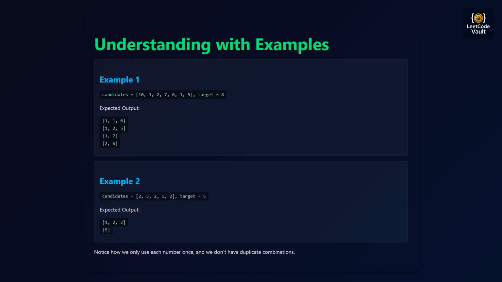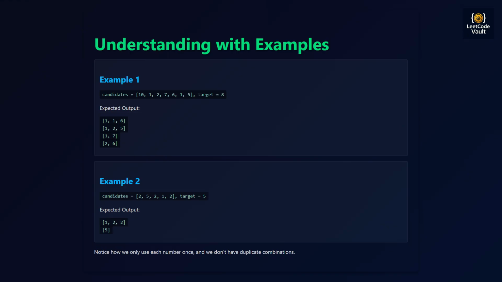Understanding with examples. Let's solidify our understanding with a few examples. Consider candidates 2, 3, 6, 7, and a target of 7. The only combination that sums to 7 is 7 itself. Simple enough, right? Now, let's try candidates 10, 1, 2, 7, 6, 1, 5, and a target of 8. Here's where it gets interesting. We have multiple ways to reach the target 8, such as 1, 7, 1, 2, 5, and 1, 1, 6.